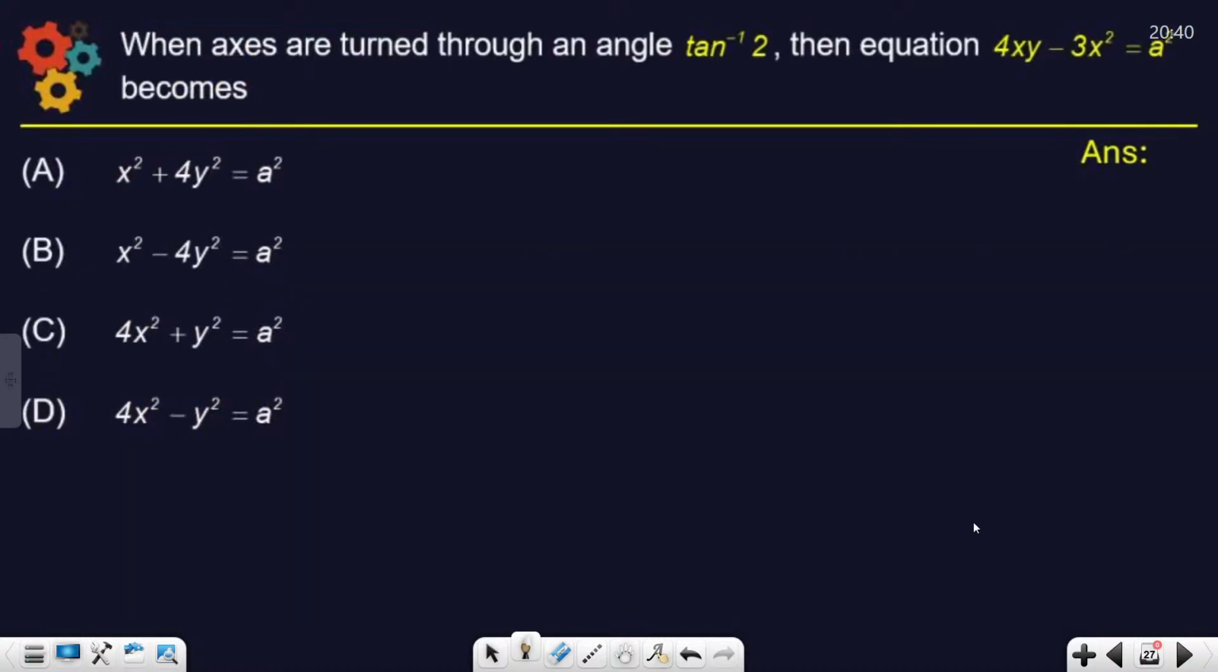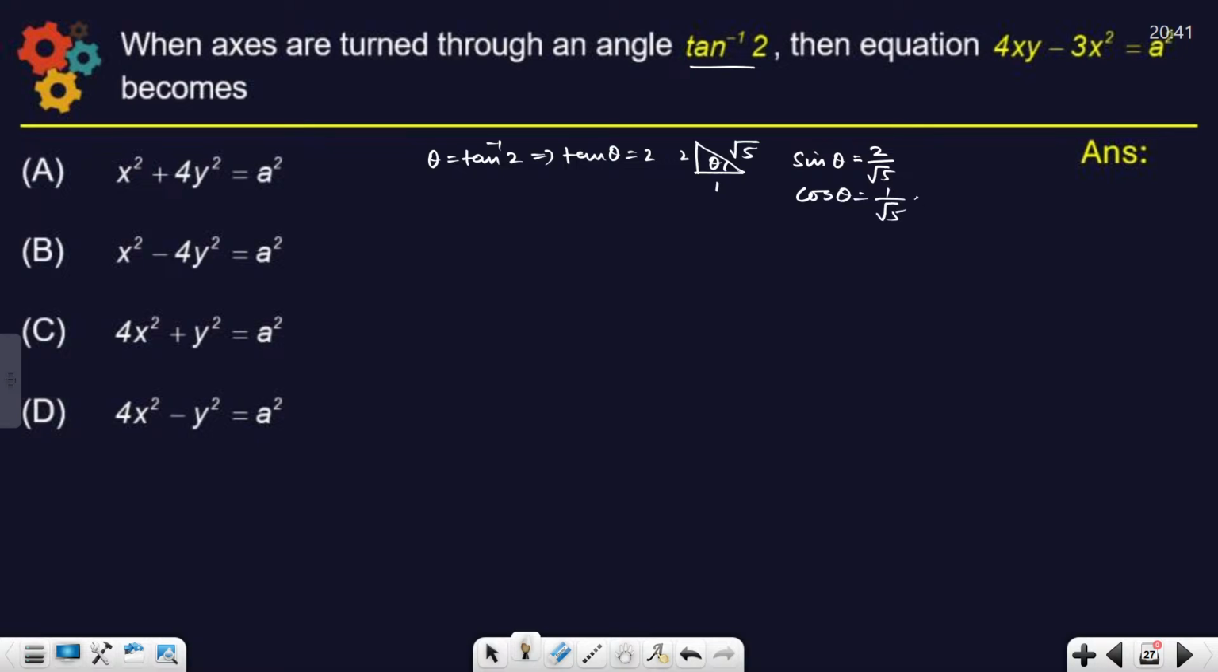Now let us take an example. See this question. The question is, when the axes are turned through an angle tan inverse 2, that is, your theta is tan inverse 2. It implies tan theta is 2. So if I draw a right angle triangle, this is my theta. So this is 2, this is 1, this is my root 5. So your sine theta is 2 over root 5 and cos theta is 1 over root 5.